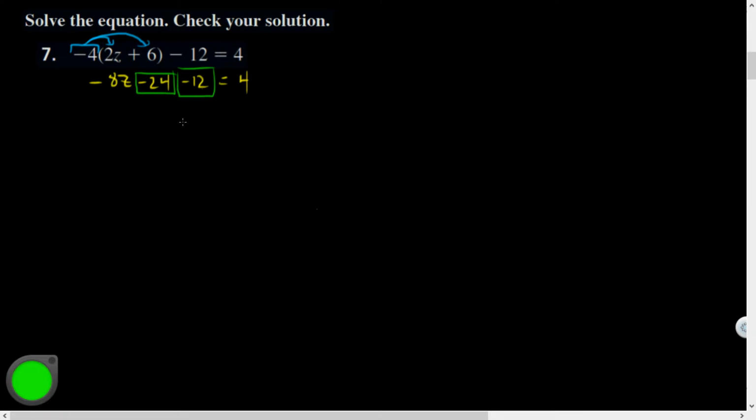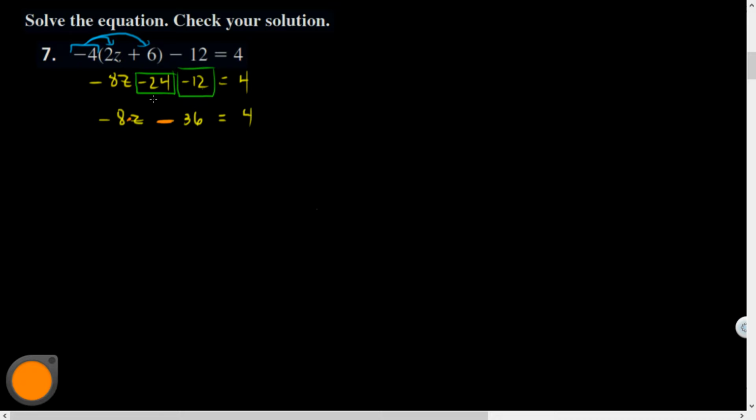Like terms are either all constants, or they all have the same variable and exponent. So that's the idea there. So I'm going to have -8z. That's going to become -36 equals 4. And now that I've simplified everything, I'm going to start using inverse operations. I've got two things happening to the variable. It's being multiplied and it's being subtracted. According to SADMAP, I'm going to deal with the subtraction before I deal with the multiplication.